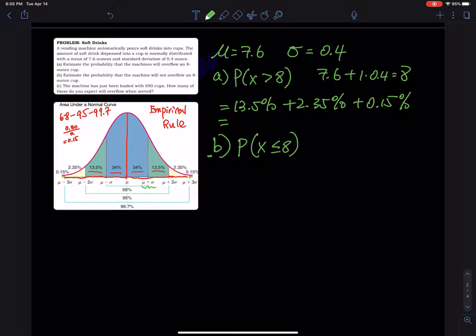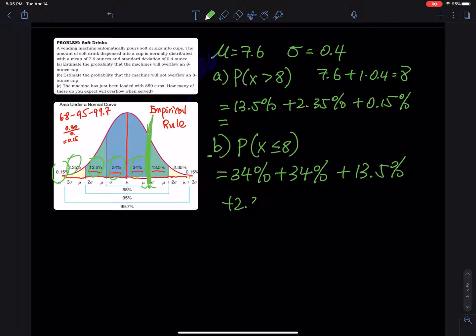So what is the area less than or equal to 8? This is your 8, right? So less than or equal to 8, that means you take everything on the left. So that is 34% plus 34%, that is 68, and then plus 13.5 plus 2.35, and then plus 0.15%. So that is your answer.